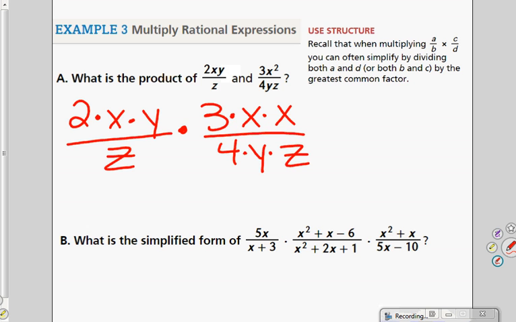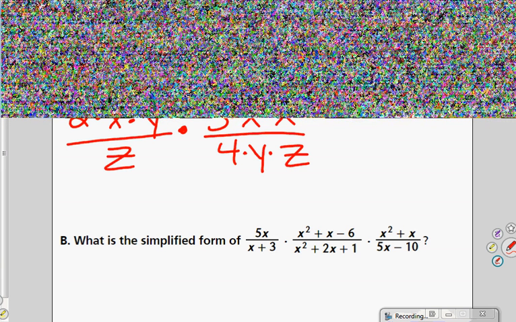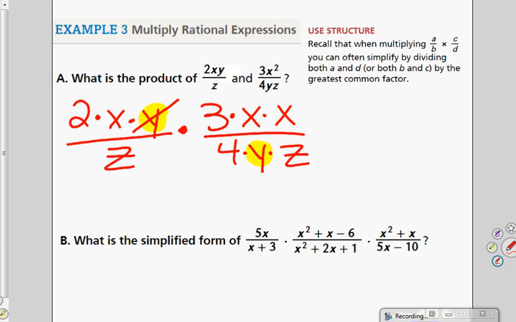This is example 3a, and 2xy is just 2 times x times y. 3x squared, I wrote it out as 3 times x in case there was an x in the bottom somewhere that could cancel with one of them. You know what I mean? But there's not. It turns out when you're looking for things to cancel here, just this y and this y can cancel. When one's in the top and one's in the bottom, they go away.